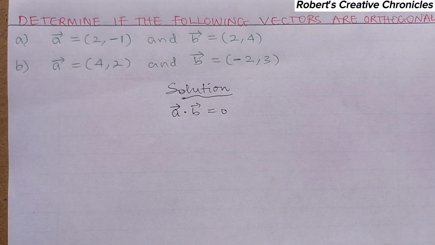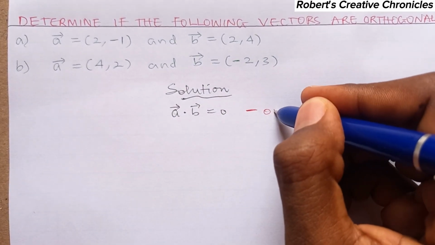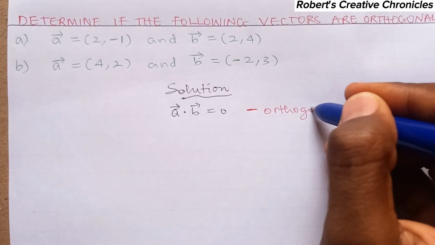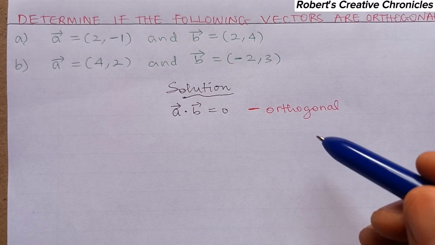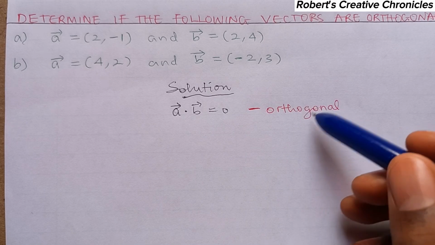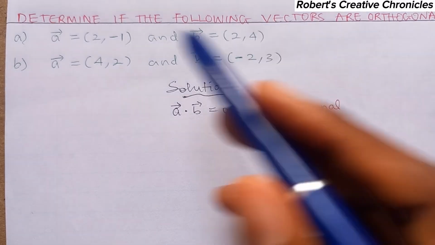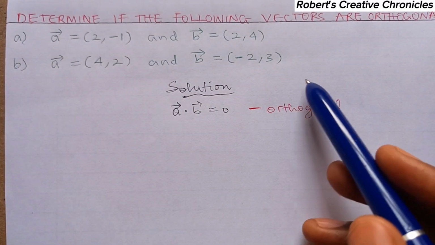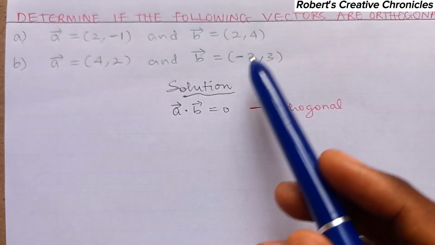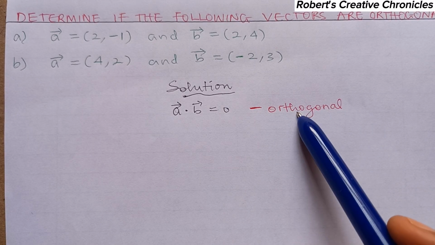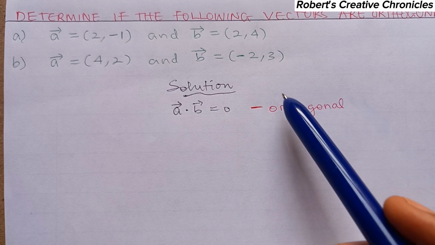And orthogonal means the angle between them is 90 degrees. Another word for orthogonal is perpendicular. That means if these two vectors are perpendicular, or the angle between them is 90, they want us to find if the angle between these two vectors is 90 degrees, or they are perpendicular to each other. That is what orthogonal means.